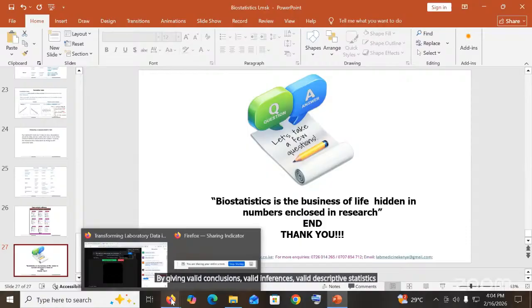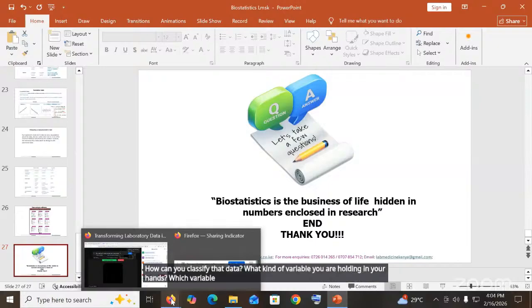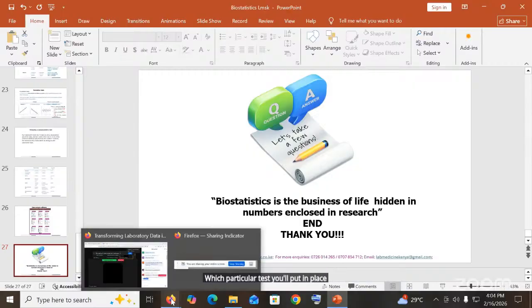You must understand what it entails and what data you have, how you can classify that data, what kind of variable you are holding in your hands, which variable you are interested in measuring, and which particular test you will put in place to ensure that your data is correctly defined.